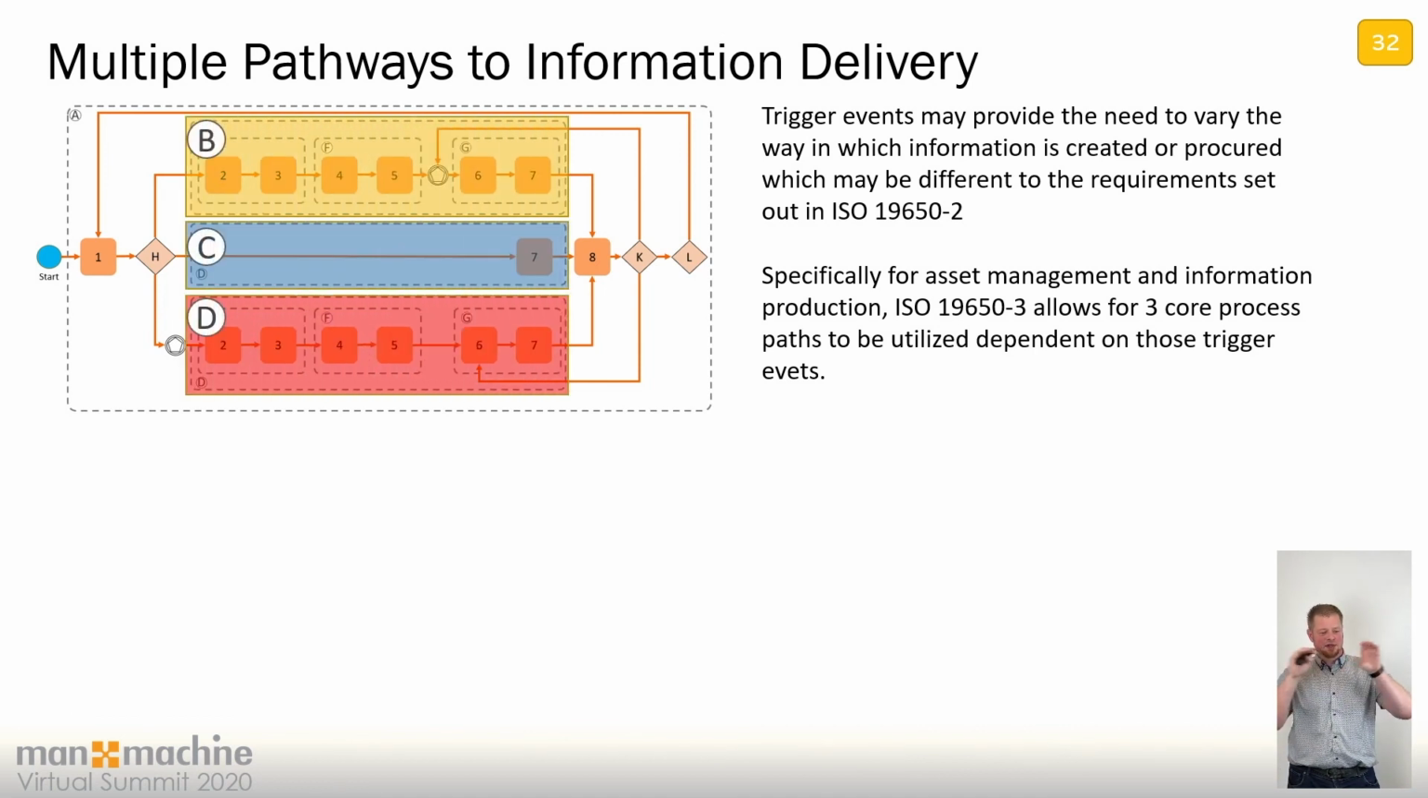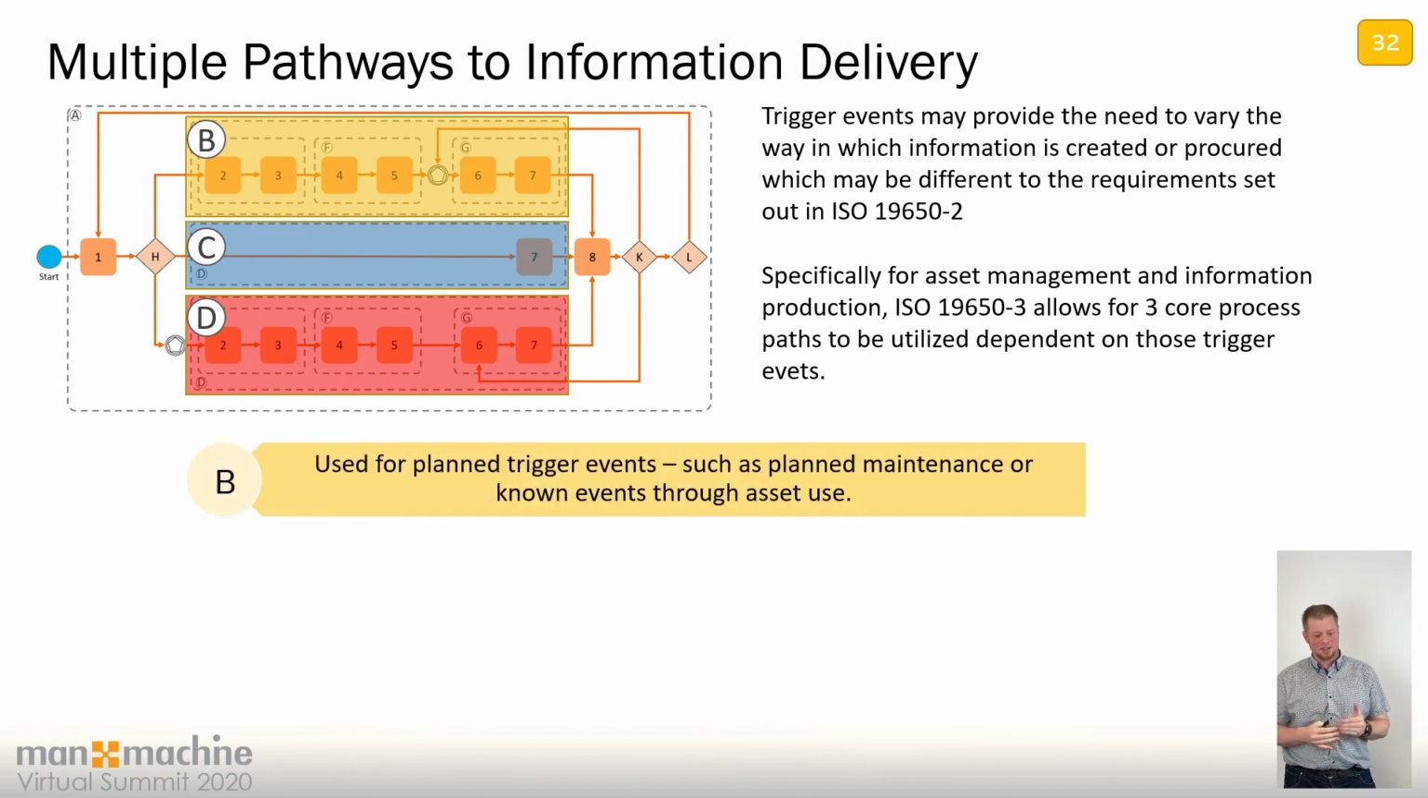We have these split pathways. This, B up the top, is probably typically the one that will be used most often. And these are for planned maintenance events. So on a project, when you're delivering that information, we'll be moving through our B stream and looking at the ways in which information needs to be produced or captured for our planned and known events as we go through the operational life cycle of a project.